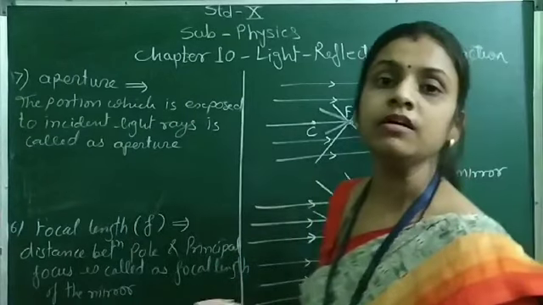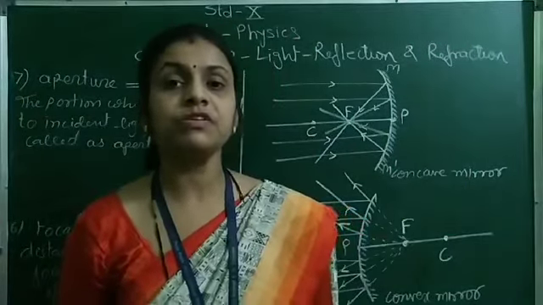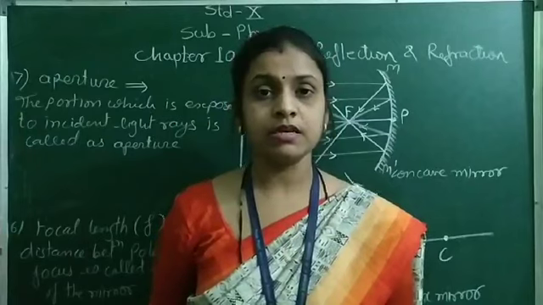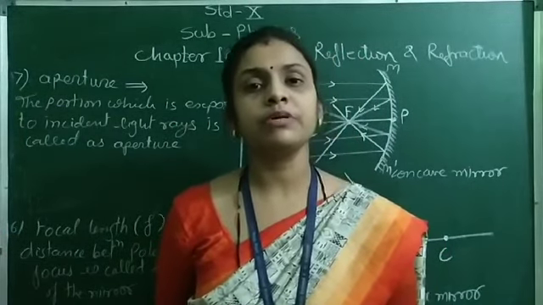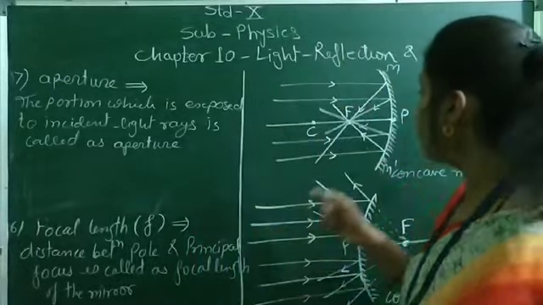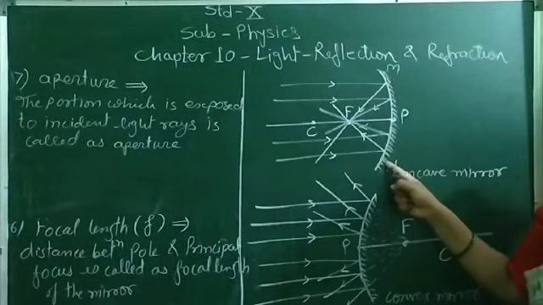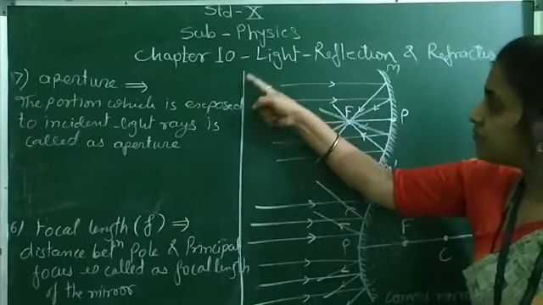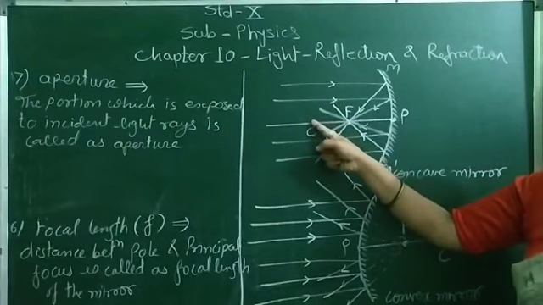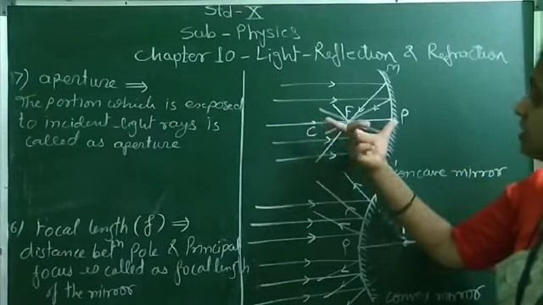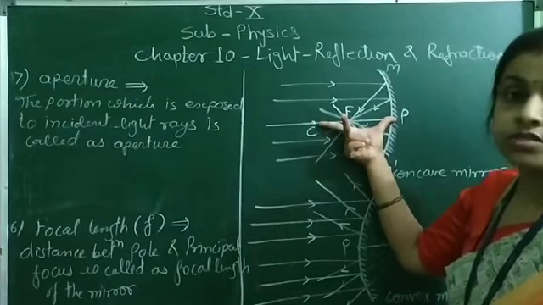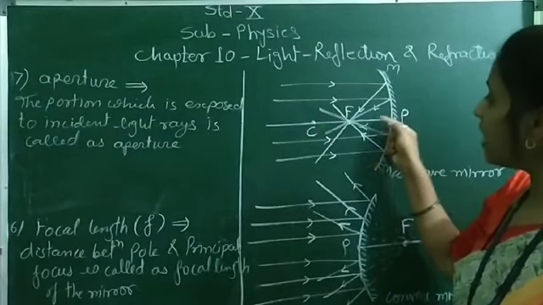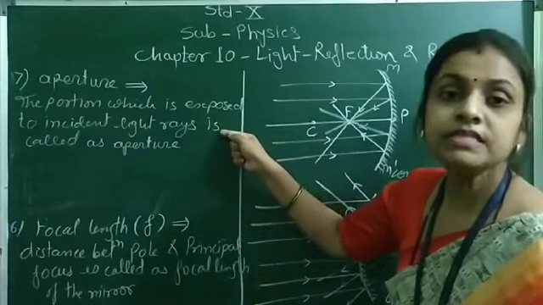So these are the 7 important terms related with spherical mirror. First is the pole, then center of curvature, radius of curvature, principal axis, principal focus, focal length, and aperture. First we will see pole. Pole is nothing but the center of the reflecting surface of the mirror, that is called pole. Then center of curvature means the reflecting surface forms a sphere with center C, and that center C is called the center of curvature. The distance between pole and the center of curvature is called radius of curvature, which is denoted by R. Then the line passing through pole and the center of curvature is called principal axis.